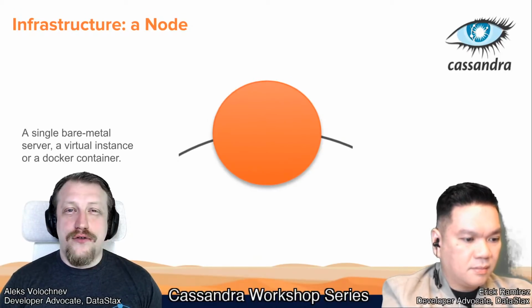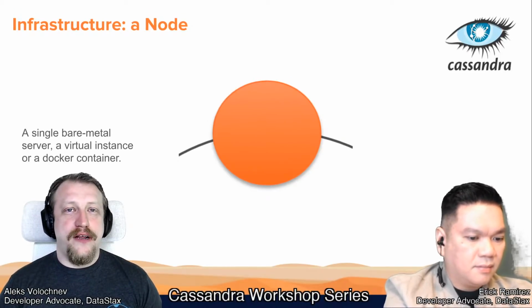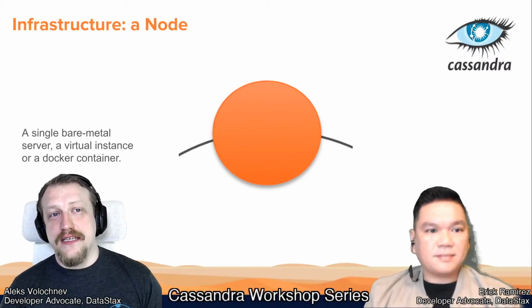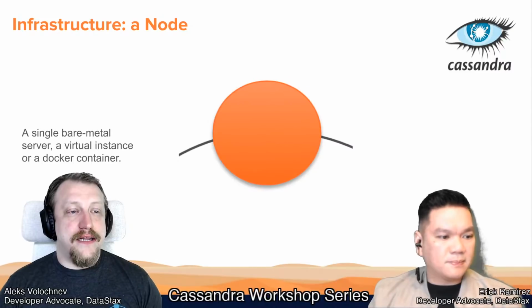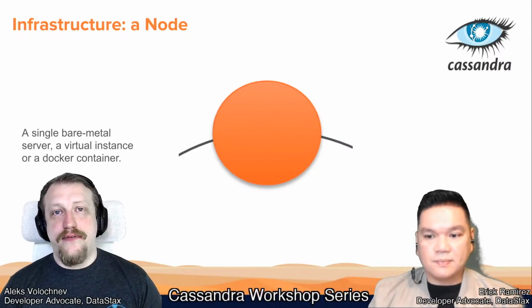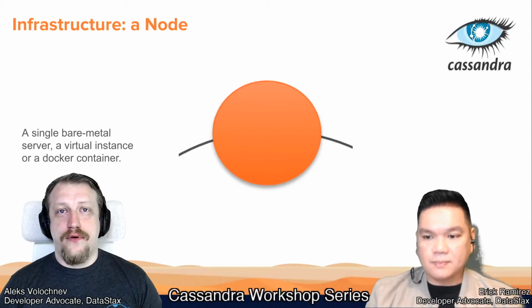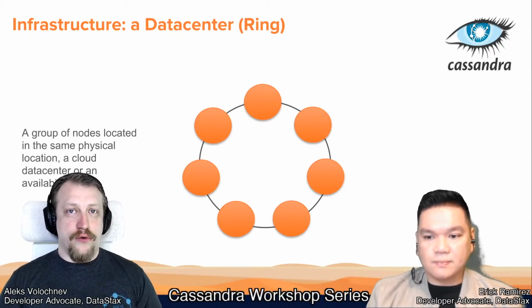Two words about infrastructure, very briefly. Everything starts with a server. Everything starts with a running Cassandra node. And this node can be a bare metal server, a virtual instance, or a Docker container. It doesn't matter for us. It's still an operational Cassandra node.